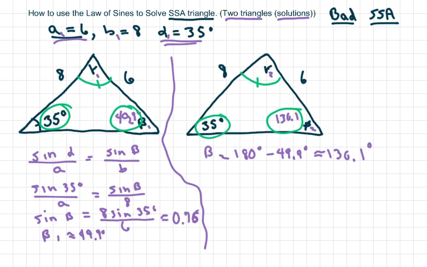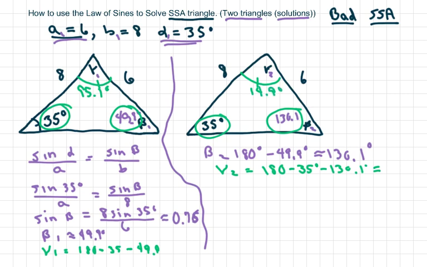Let's find out what my gamma 1 is. I'm just going to subtract 180 minus 35 minus 49.9, and that gives you 95.1 degrees. For gamma 2, I take 180 minus 35 minus 130.1, and my gamma 2 is approximately 14.9 degrees. So there are your two triangles.